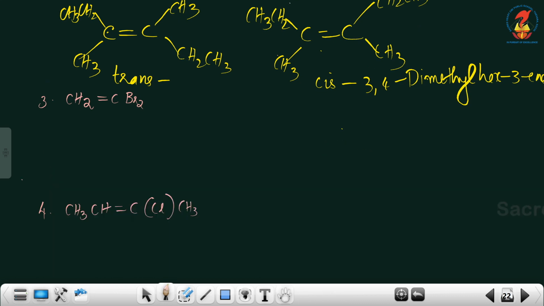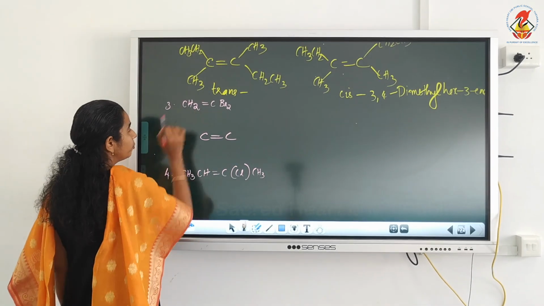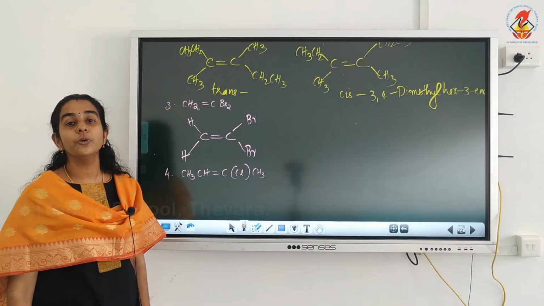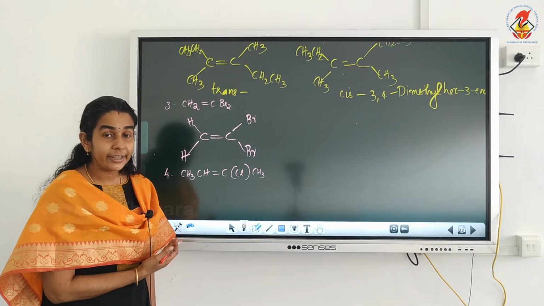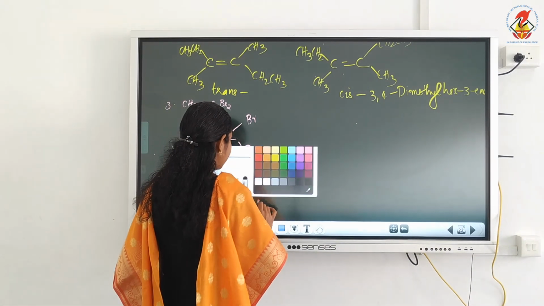Now the next question. If you look at this compound, this is the double bonded carbon. Which are the groups on the first carbon? One is hydrogen, the other group is also hydrogen. In the second carbon also, one is bromine, the other group is also bromine. So is there any geometrical isomerism here? No geometrical isomerism.